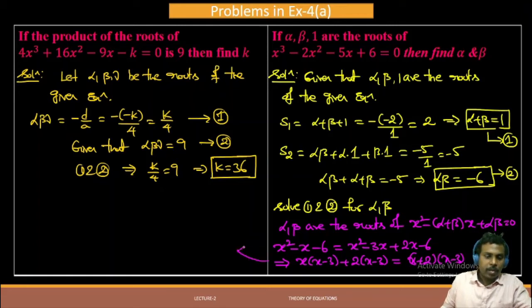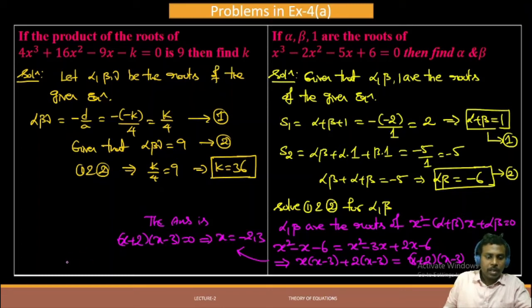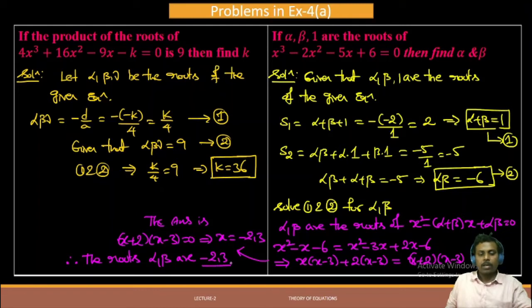So I'm continuing the solution here. So the answer is x plus 2 into x minus 3 is equal to 0, implies x is equal to minus 2 comma 3. So therefore the roots alpha comma beta are minus 2 comma 3 or 3 comma minus 2. So the roots of the given equation alpha comma beta are minus 2 comma 3 actually. Hope you have understood the solution.